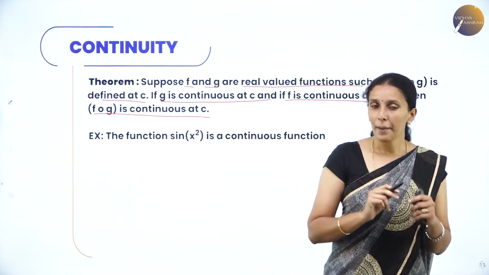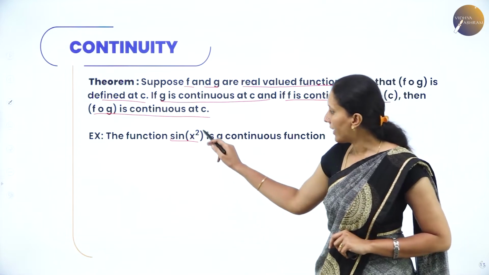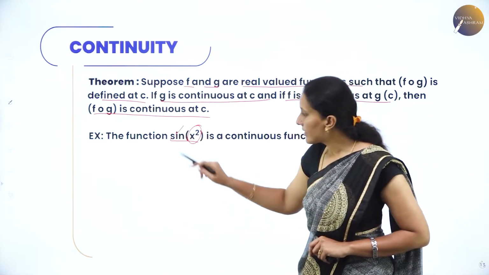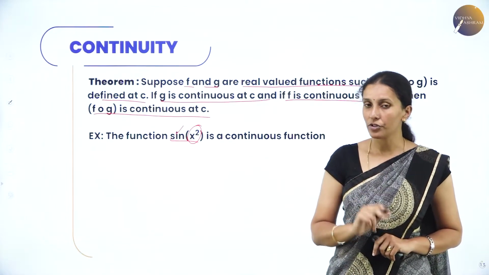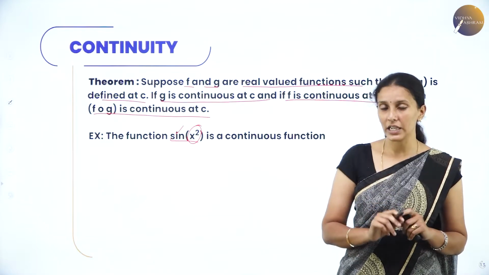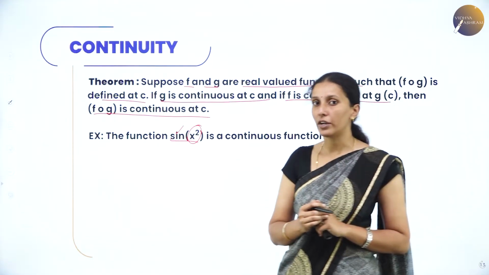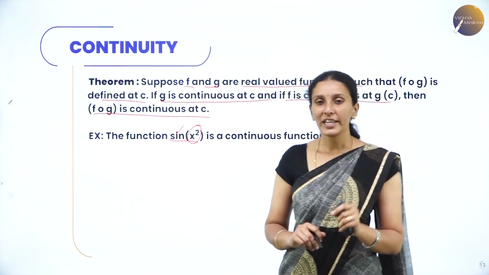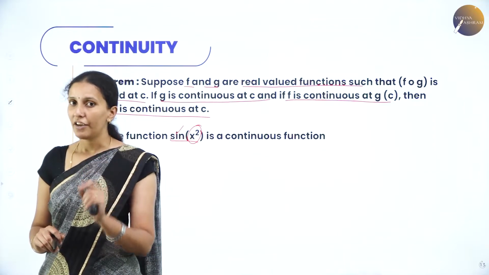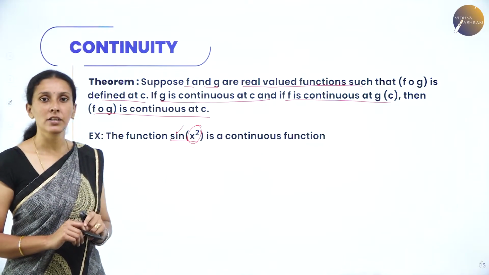So for example, here I have taken sine of x square. We know that x square is a polynomial function and it is continuous. Sin x is also a continuous function. Therefore, the composition sine of x square will be continuous at the given point. So this is how the composition of a function is defined. So when g is defined at c and when f is defined at g of c, then f naught g is defined at c, which will be a continuous function.